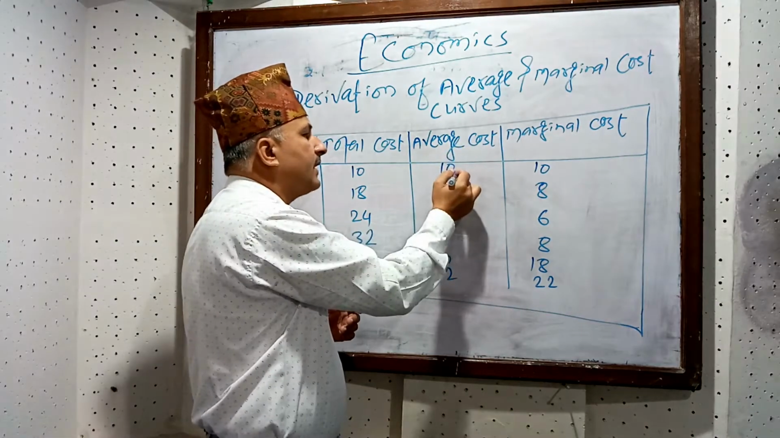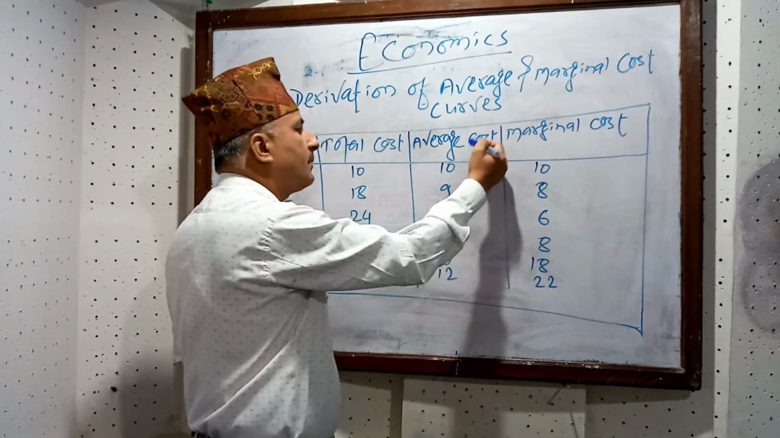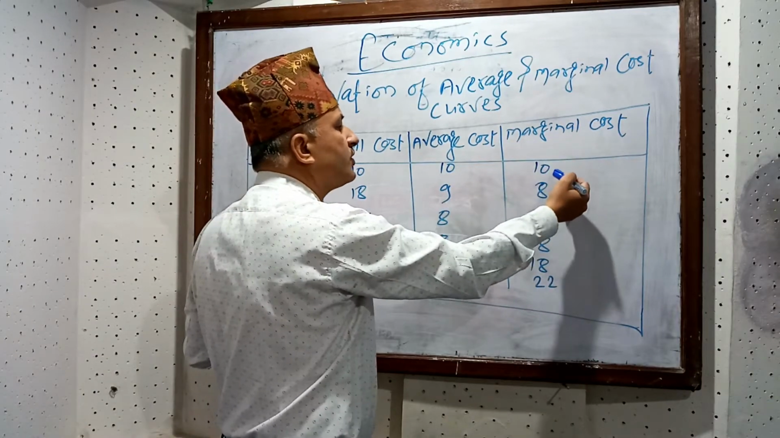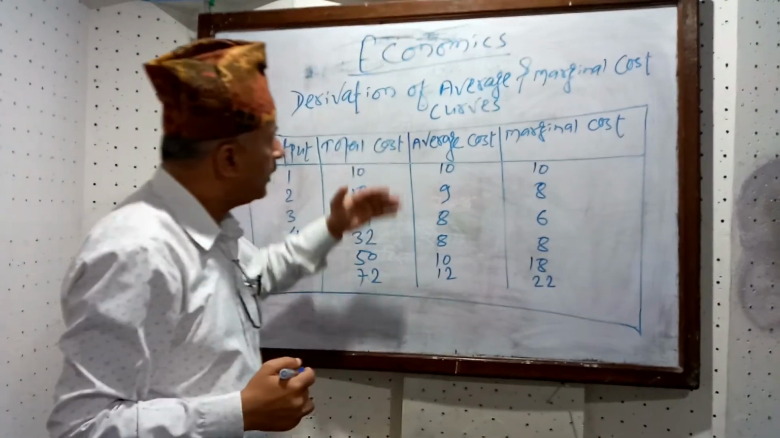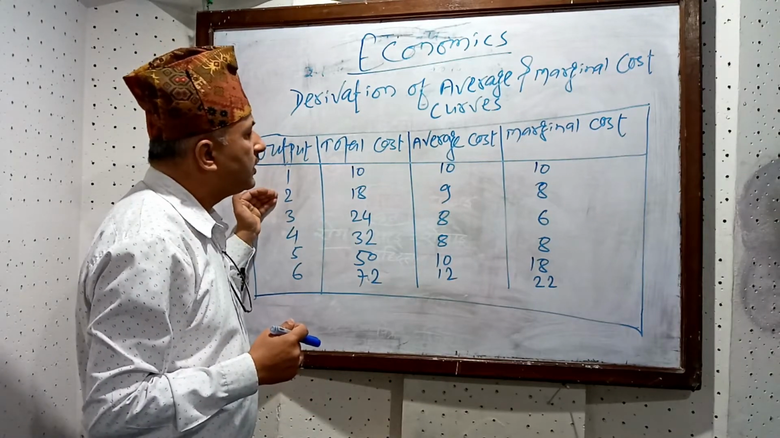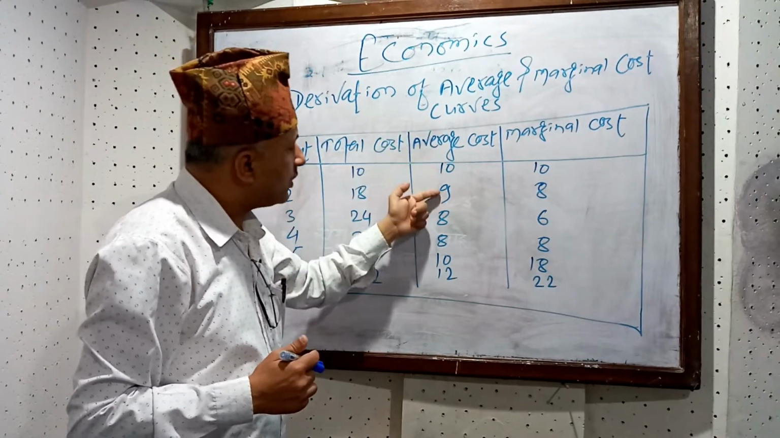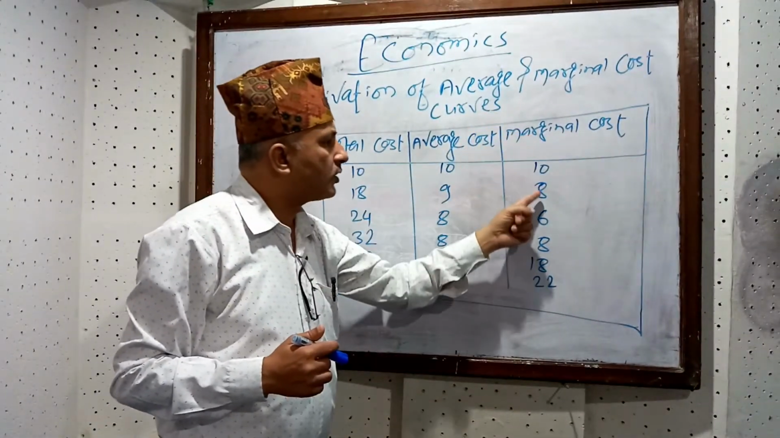Now average cost is 10 when one unit of output is produced. The value of average cost is 10. The value of marginal cost is also 10. Now after the production of the second unit of output, both of them start diminishing. Average cost also diminishes and marginal cost also diminishes.